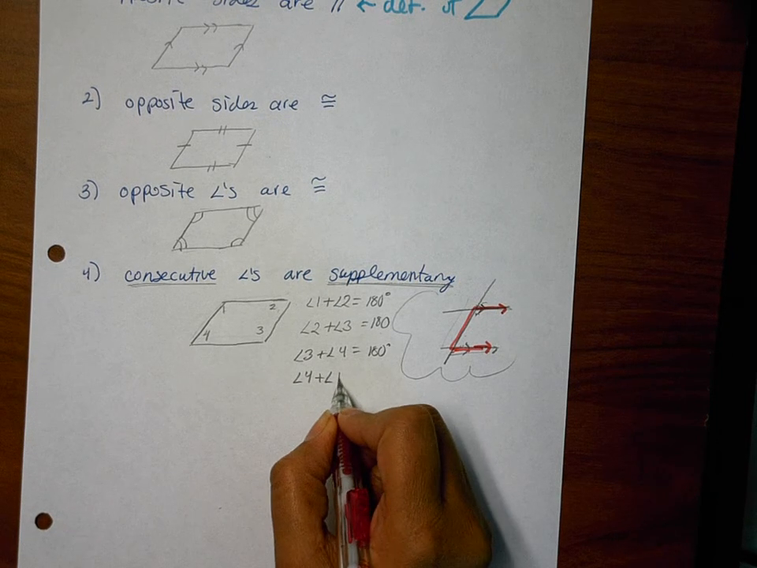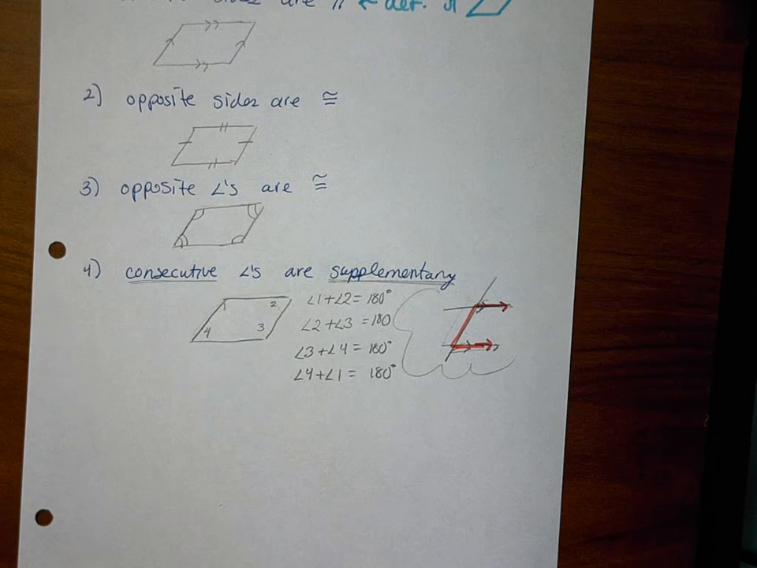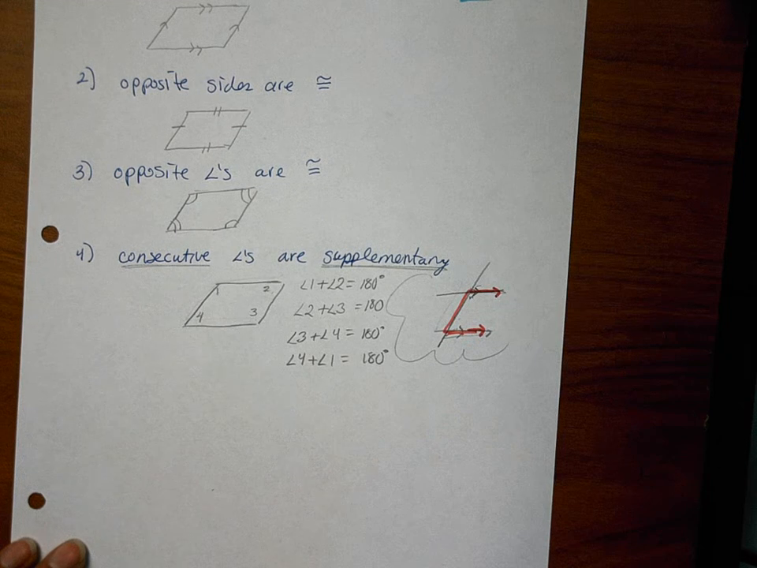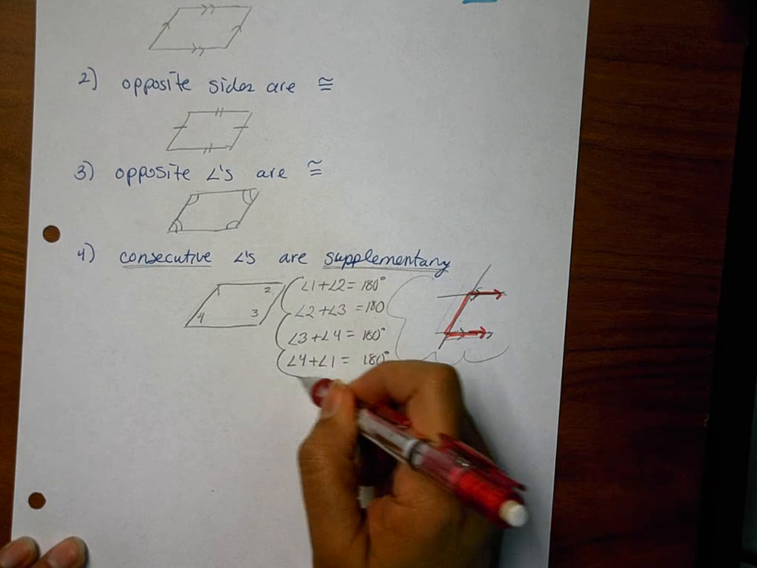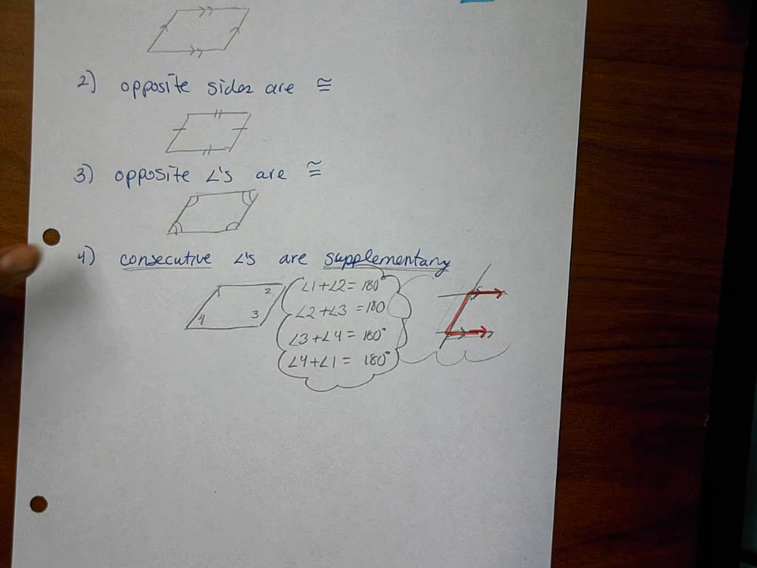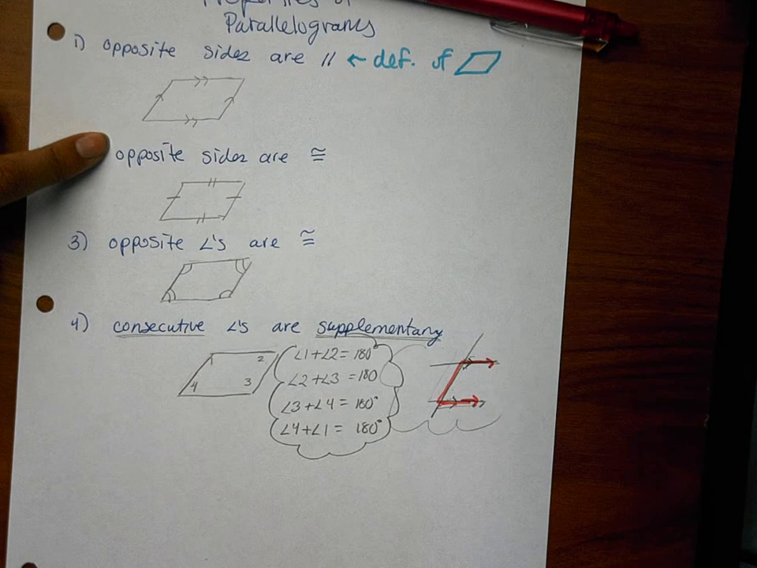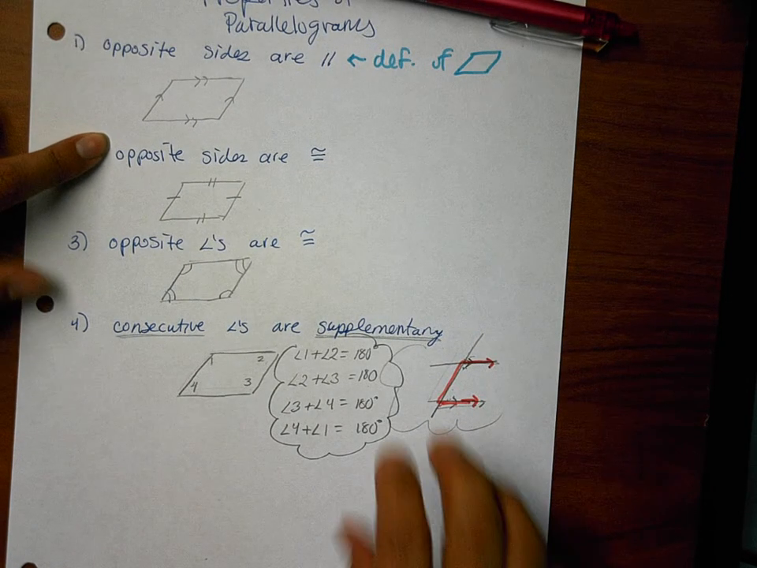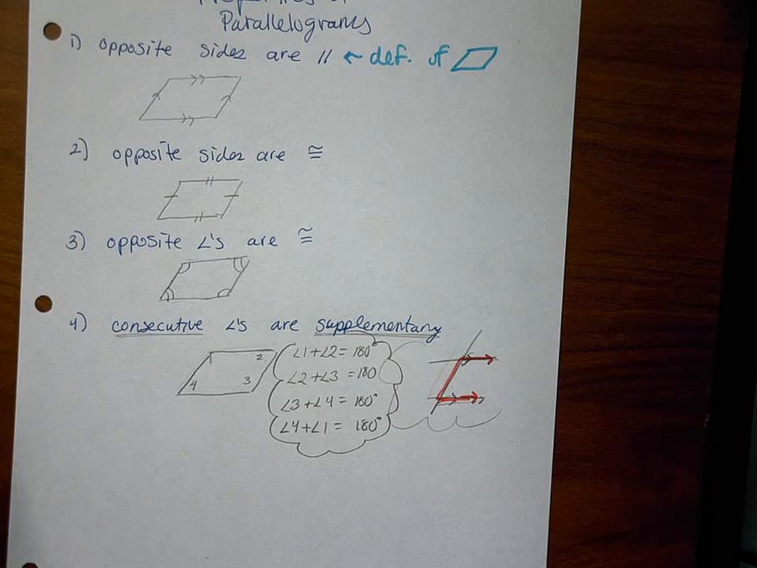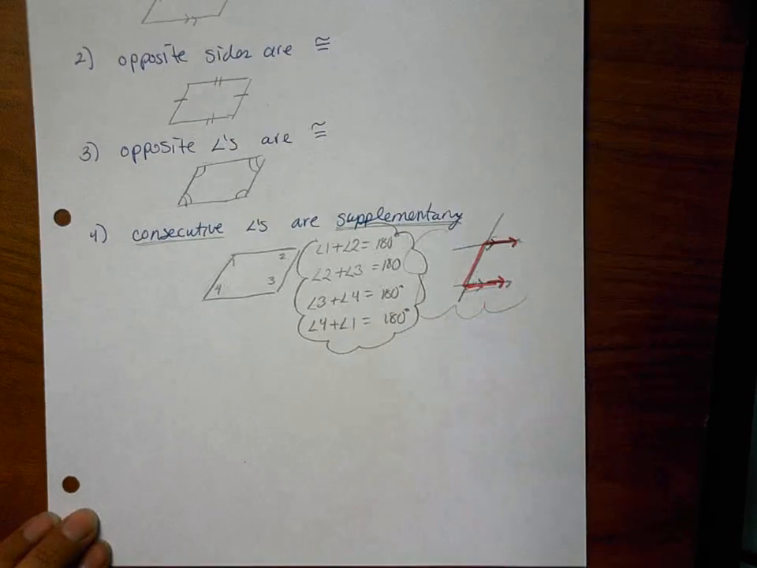Angle 4 plus angle 1 equals 180 degrees. All right, so you will need to know this. You will need to know that opposite angles are congruent, opposite sides are congruent, and of course the definition you learned back in elementary school, opposite sides are parallel, both sets of opposite sides.